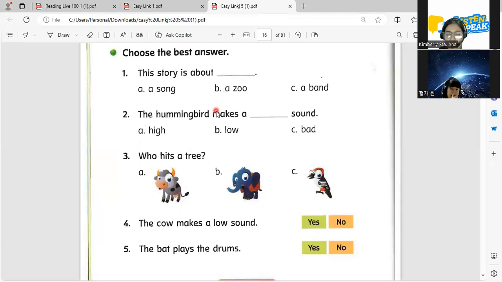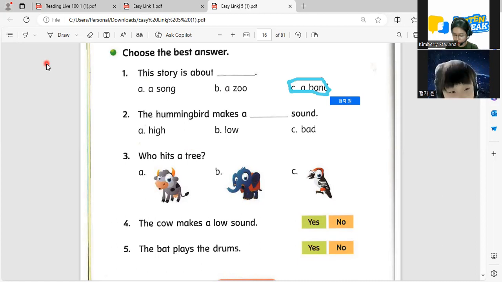What is the story all about? This story is about a band. Very good, a band. That's nice. Can you circle your answer? Or can you check your answer, please? Okay, about number two.